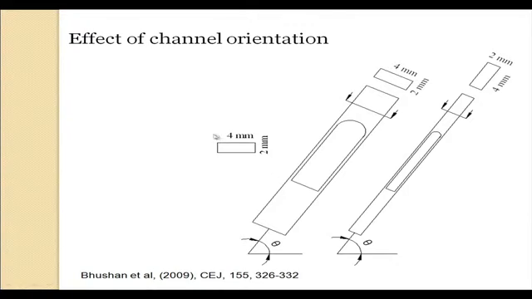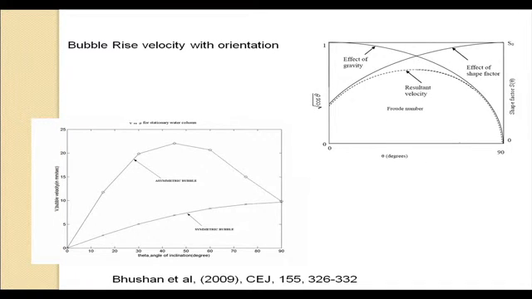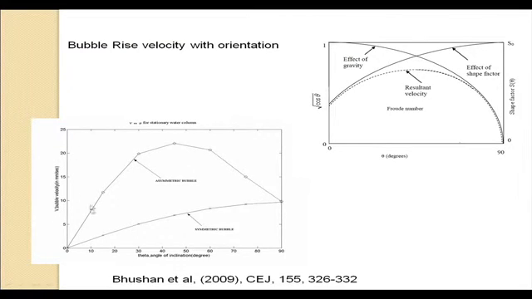For larger channels it did not matter, but when we performed the experiments in a 4 millimeter into 2 millimeter size conduit, we found something very interesting. We were trying to measure the rise velocities. What we found is that for this particular orientation, when it was rising, the nature of variation of the rise velocity with angle of inclination was as expected.